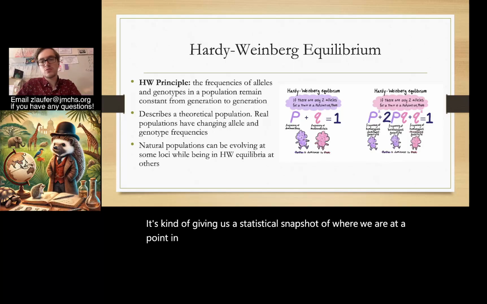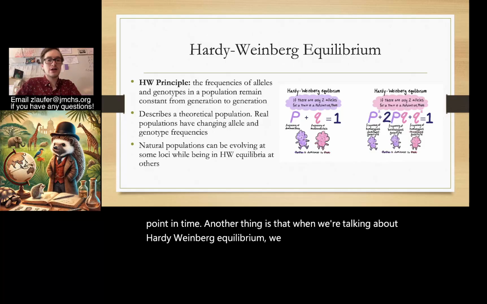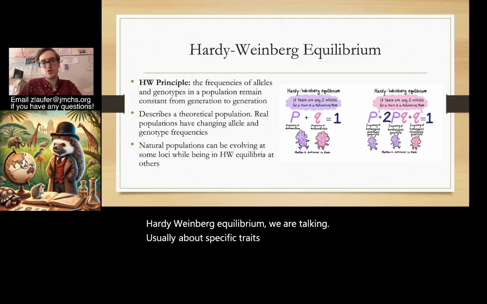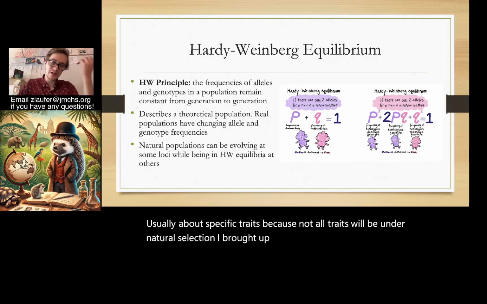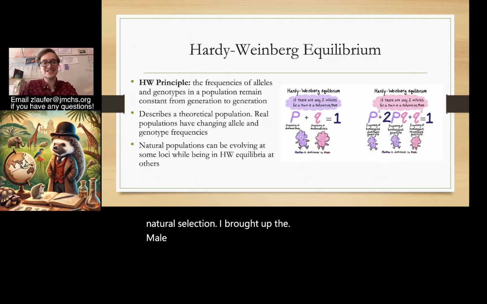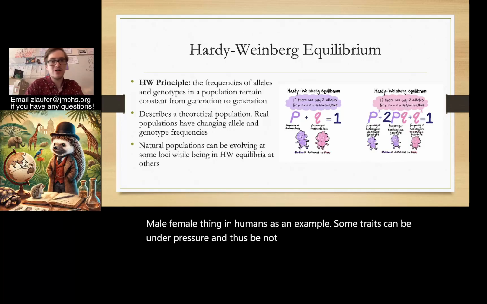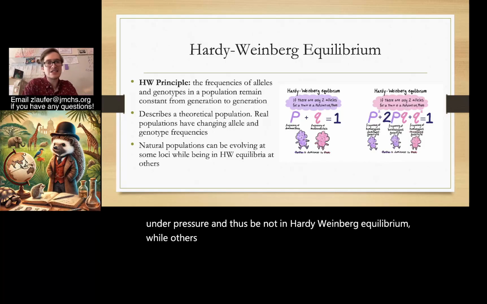Another thing is that when we're talking about Hardy-Weinberg equilibrium, we are talking usually about specific traits, because not all traits will be under natural selection. I brought up the male-female thing in humans as an example. Some traits can be under pressure and thus be not in Hardy-Weinberg equilibrium, while others are when they are lacking that selective pressure.